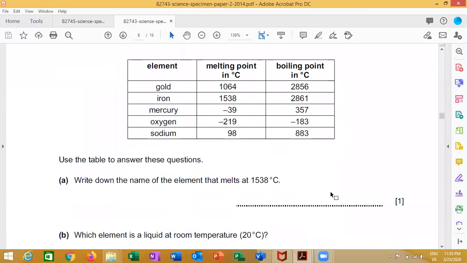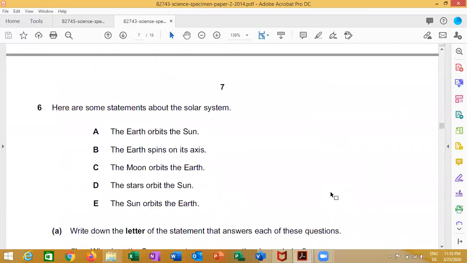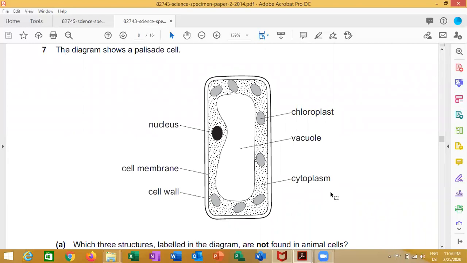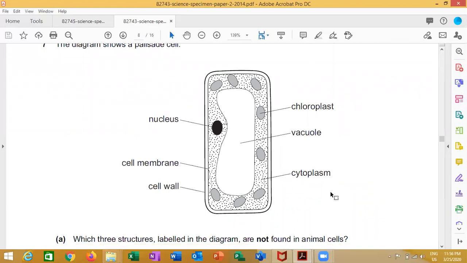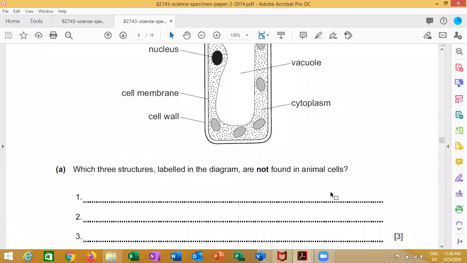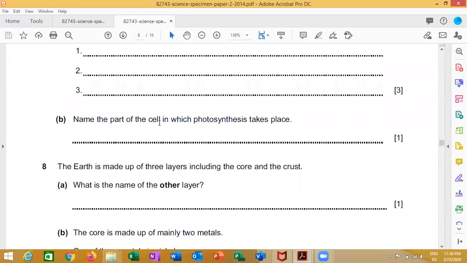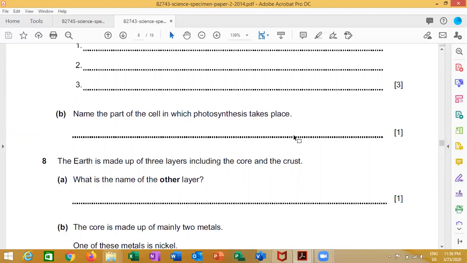Next question, 7. Here you are going to label the plant cell. He wants you to mention 3 features or 3 structures that are not found in an animal cell. Number 1, it can be chloroplast, then cell wall, and large vacuole. Number B, name the part of the cell in which photosynthesis takes place: the chloroplast. This is question number 7.